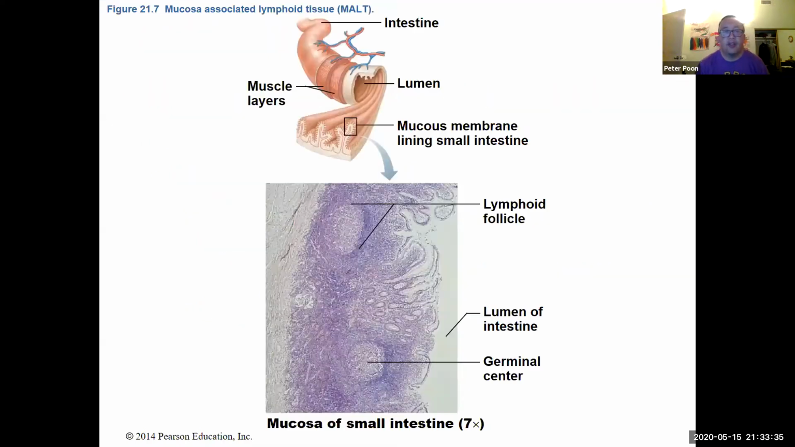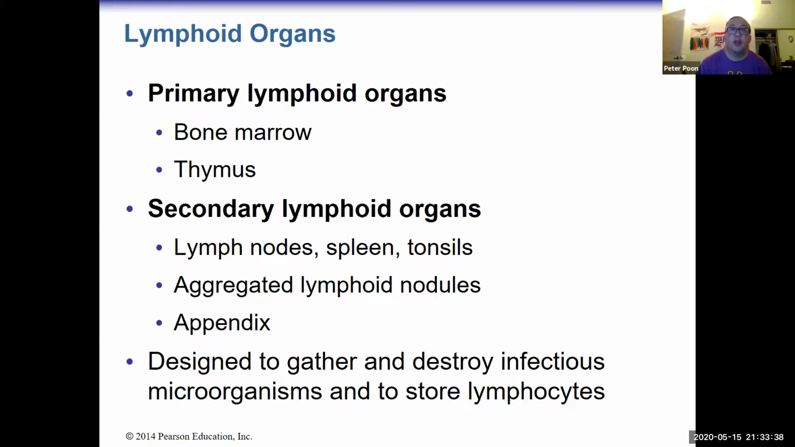So, lymphoid tissue. Lymphoid organs are split into two groups: primary lymphoid organs and secondary lymphoid organs. Primary lymphoid organs are the bone marrow and thymus. These are where the lymphocytes are trained, so the school. The secondary lymphoid organs are where you go to work, where you do your job. So the primary lymphoid organs are where your training occurs, and the secondary lymphoid organs are where the work occurs.